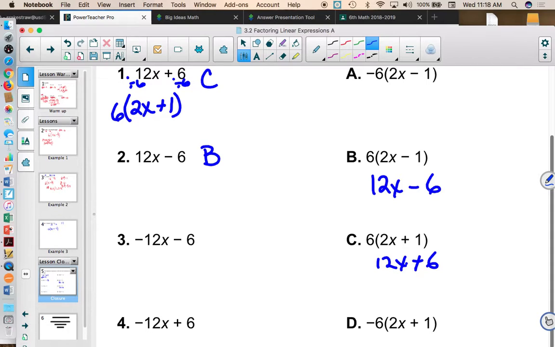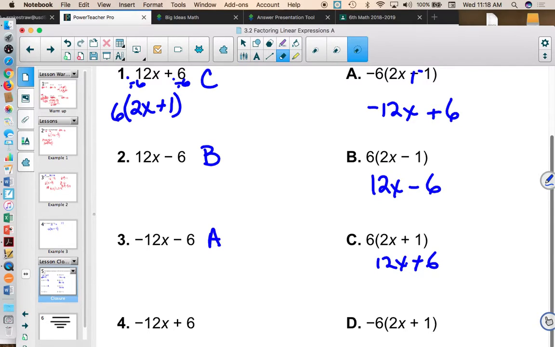Which expression is negative 12x minus 6? Which expression is equivalent to number 3? Trenton says it's A. And I would rather just go up here and, now Trenton, I'm going to have to do this, aren't I, to be safe? Yeah. So I've got negative 12x plus 6. Is that the same as that? Won't work then, will it, Bubba? Can't be that one.